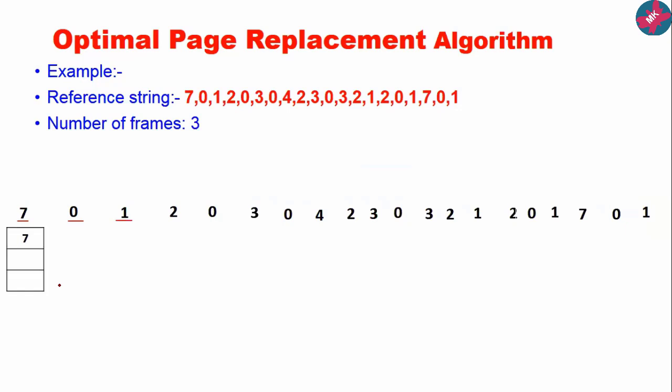I'll use the same notation for indicating the page fault. So 7 is not there in the main memory, so page fault. 0 is not there, hence page fault. Then again 1, this will be the page fault, right? Now consider here page number 2, right?